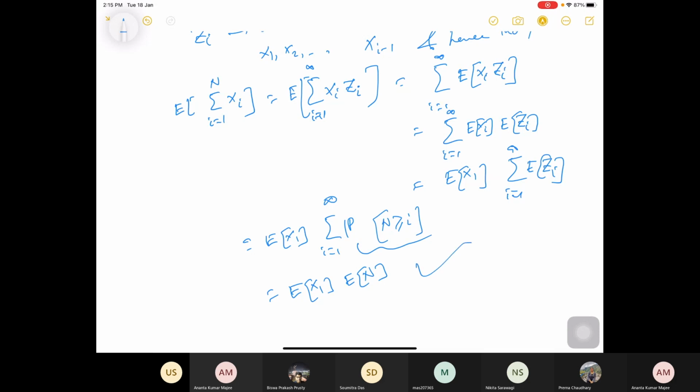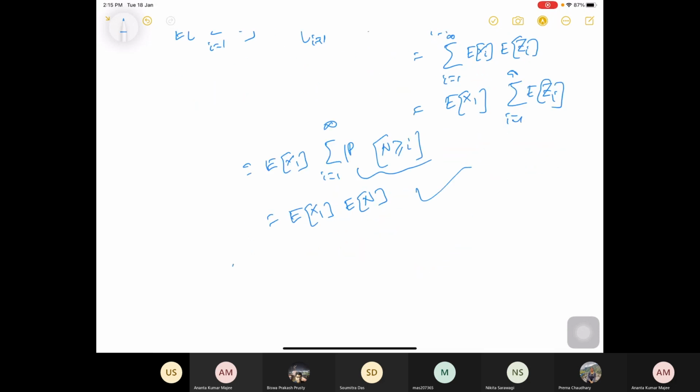Okay, this is the proof of the Wald theorem. What it says is that if I have a stopping time N with respect to my Xi, which are iid, then taking the expectation of the summation i equal to 1 to N of Xi, the usual rule holds, meaning the expectation of N times the expectation of X1. Okay, this is the Wald theorem.